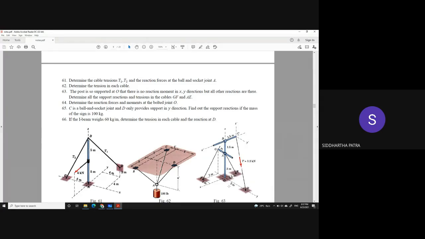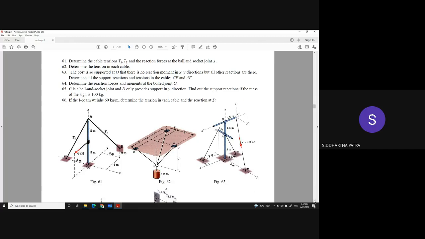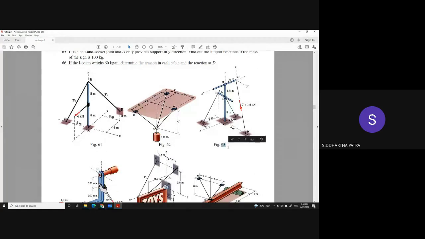So let's just do one thing. Try to solve the first 2 problems. By Monday just solve the first 2 problems, and then we continue from the third problem, from problem number 63 onwards on Monday.